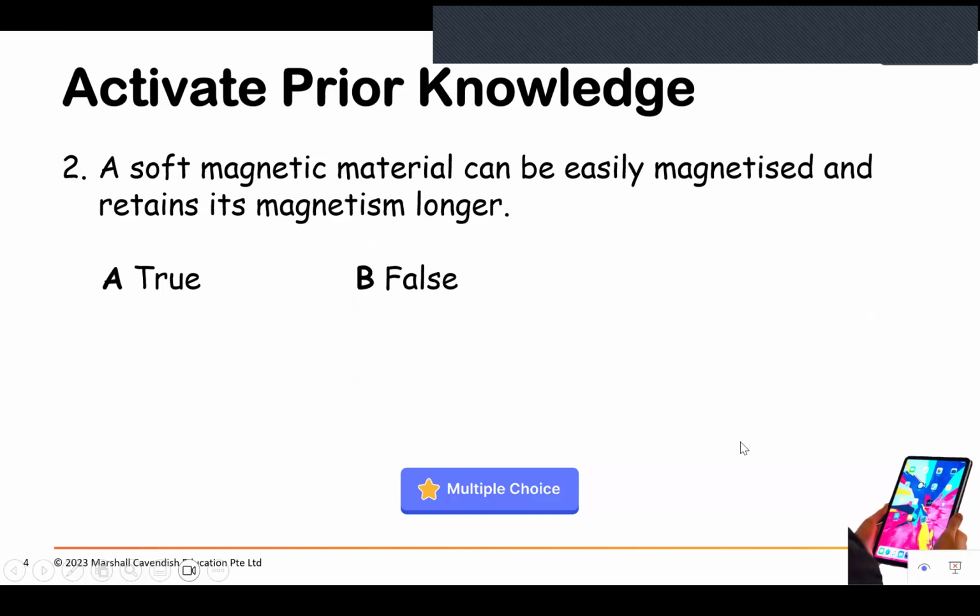Next question. A soft magnetic material can be easily magnetized and retains its magnetism longer. The answer to this question is false because a soft magnetic material like iron can be easily magnetized, but it also loses its magnetism easily. It doesn't retain its magnetism. It's hard magnetic material that is hard to magnetize, but it will retain its magnetism longer.